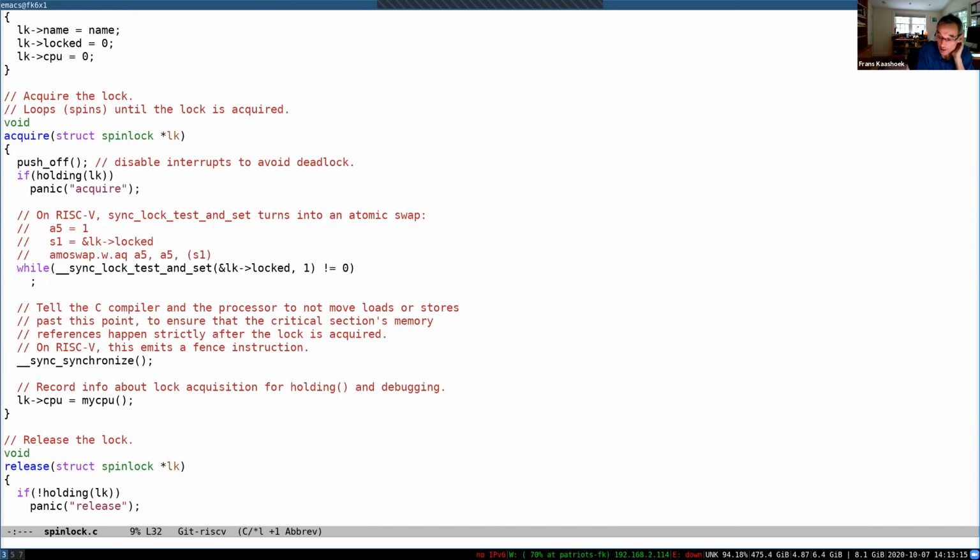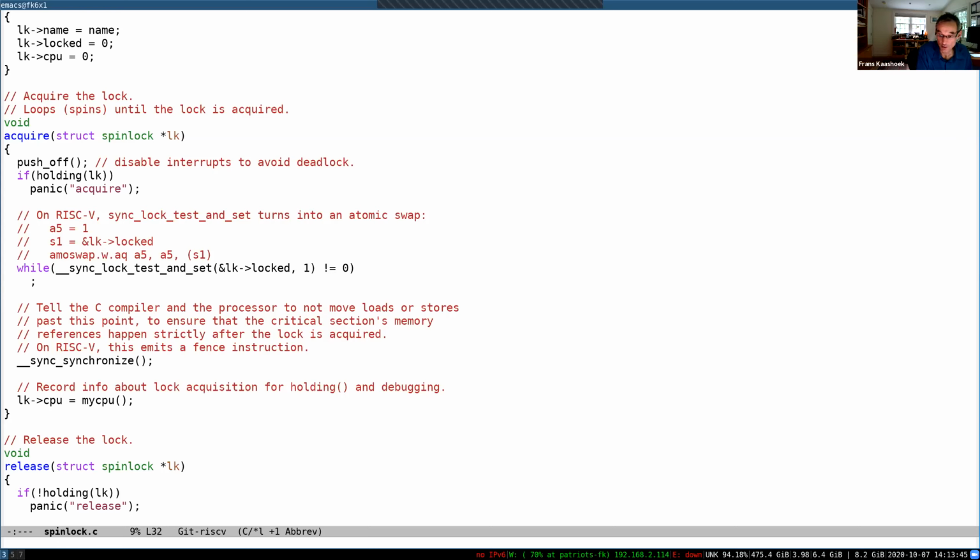So let's go in here. What happens if the lock is not held? What will be the value of l->locked? Well, l->locked will be 0, right? And so we call this test and set. What will happen is we'll write a 1 in locked, but we return the previous value. So if the previous value is 0, then we're good, right? Because that means nobody was holding the lock, and we fall through, and we're done with this while loop.